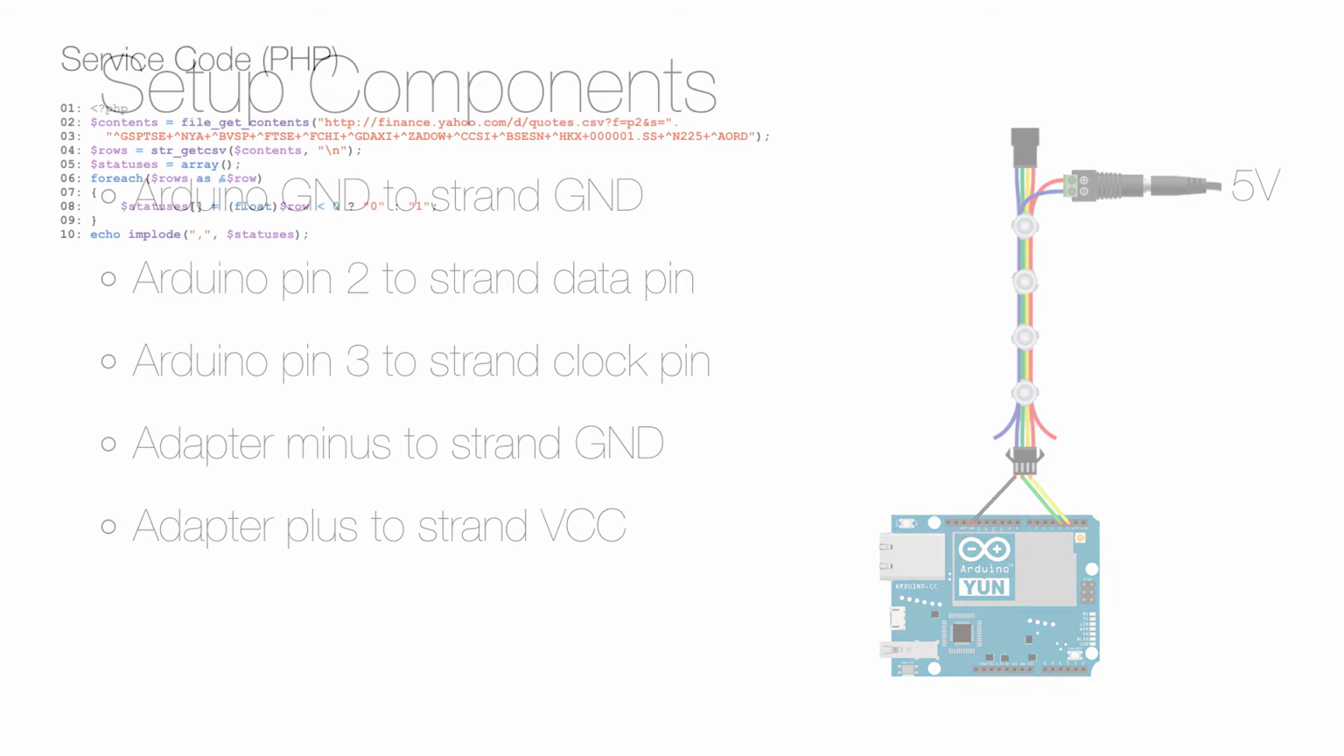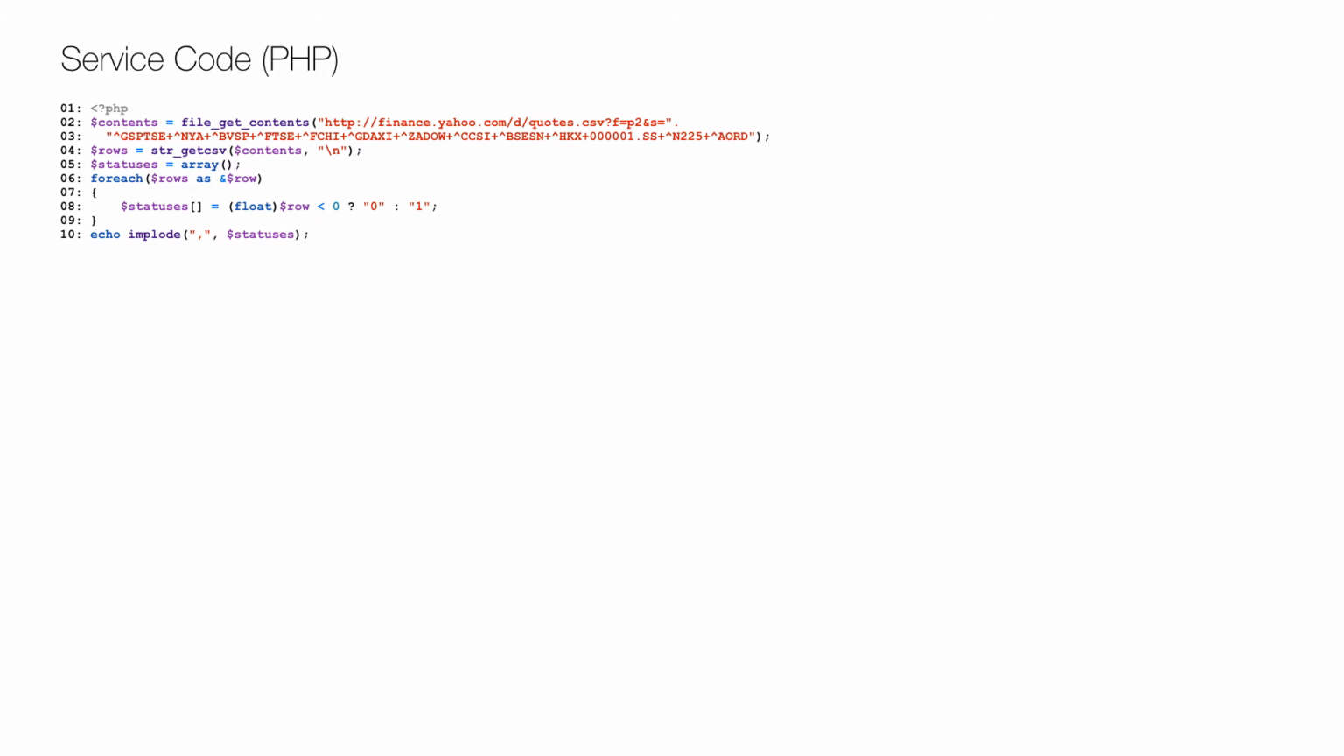This is the code for the Omnichannel service that queries the stock exchange status and returns an array of statuses. And it gets the current change percent for each stock exchange from Yahoo on lines 2 to 3. Then it extracts the rows on line 4 and creates an array on line 5 to store each status. It loops over each row on line 6, sets each status on line 8, and then the statuses are returned comma separated. This service can be deployed to a cloud server with the name colors.php. And I show you how to do that in my video called Omnichannel Services First Service.